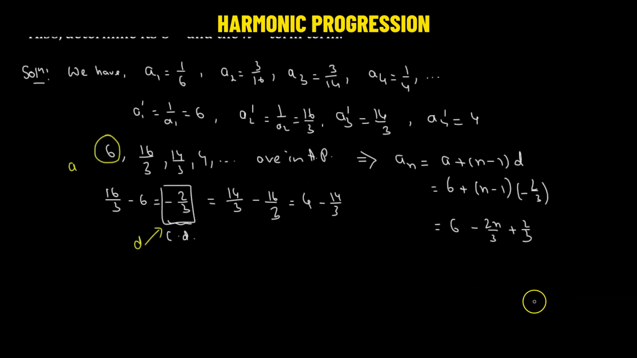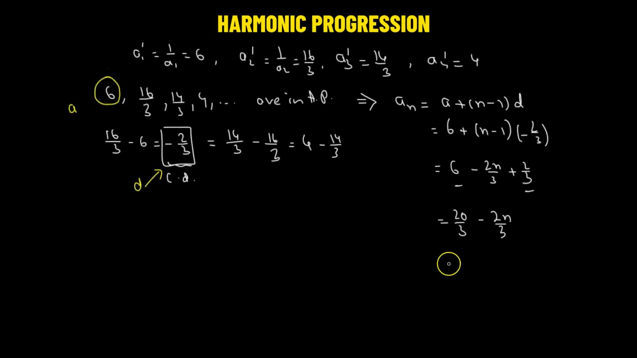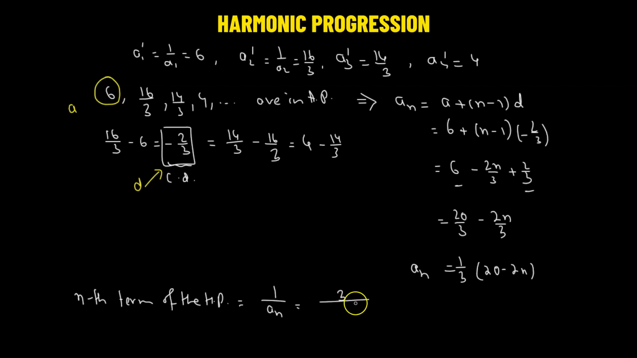So that's going to give us 20 over 3. We're going to add 6 with 2 thirds. So we get 20 over 3 minus 2n over 3. So let's take positive 1/3 as the common factor. So we have 1/3 multiplied by 20 minus 2n. So this is the nth term of the arithmetic progression, not the harmonic progression. If we want to find out the nth term of the harmonic progression, it will be nothing but the reciprocal of an. So that's nothing but 3 divided by 20 minus 2n. All we have done is taken the reciprocal of 1/3 times 20 minus 2n. So this is the nth term.